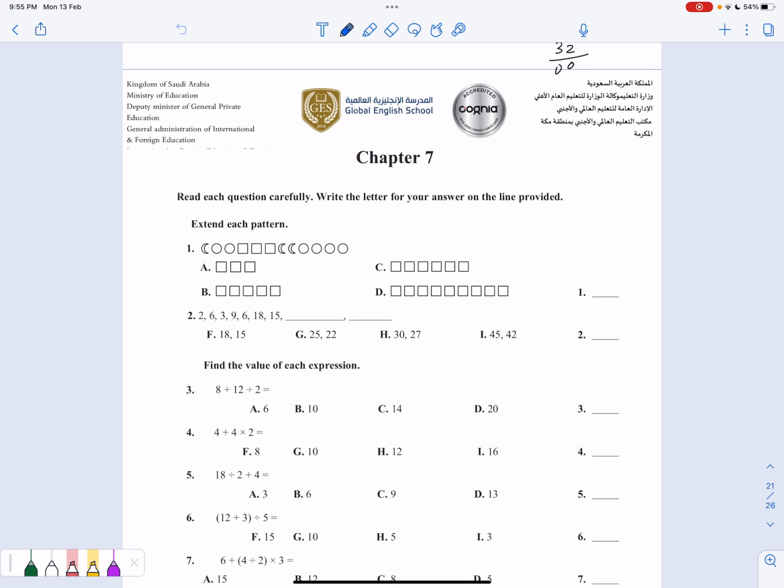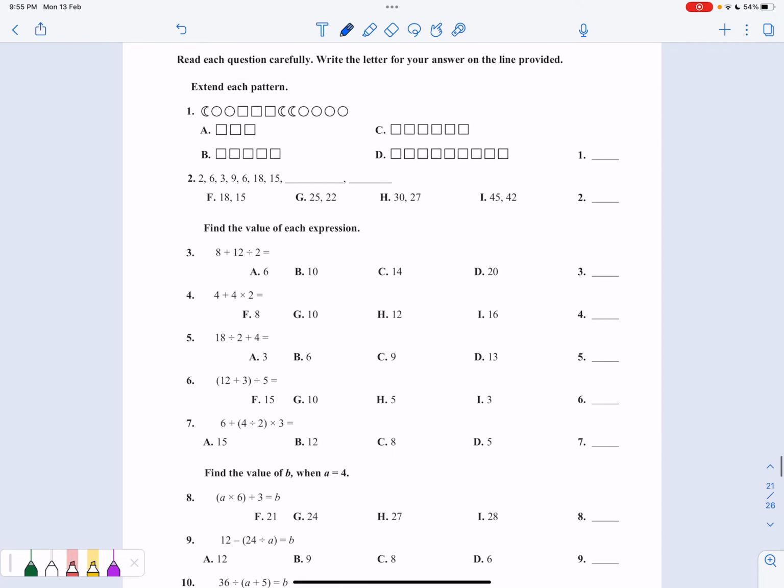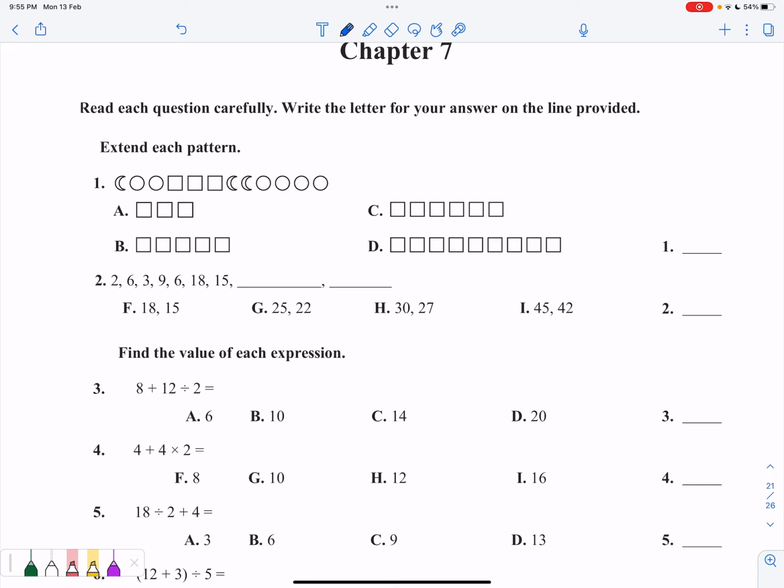Now we will start revising chapter 7, which is page 21 on the booklet. So please open your booklet and let's begin. First, we have extend each pattern. We have patterns and we want to extend them.